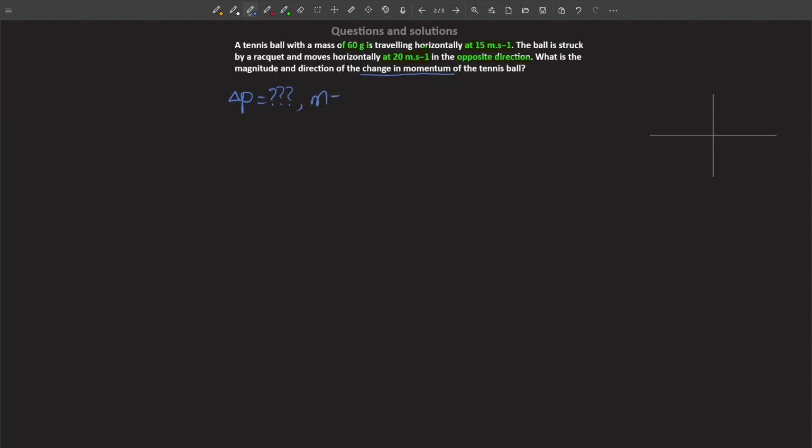And the mass for this object is said to be 60 grams. But we know in physics, we do not work with grams, rather we work with kilograms. Meaning this 60 grams will be multiplied by 10 to the power negative 3 so that it ends up being 0.06 kilograms. And then our initial velocity before the collision is 15 meters per second, and our final velocity, the velocity after the collision, is 20 meters per second.